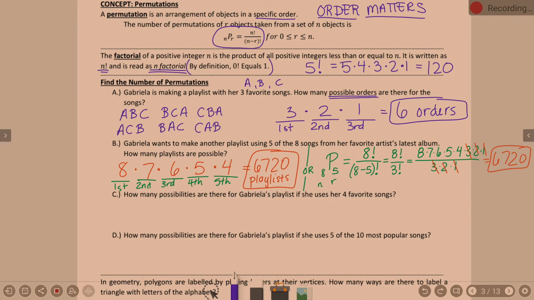How many possibilities are there for Gabriella's playlist if she uses her four favorite songs? Well, do you want to think about it with just blanks? How many songs is she picking? Four, so that means I have four blanks. Not that you have to label, but first, second, third, fourth. How many choices for the first song? Four. How many choices for the next song? Three. Next, two. One. What is four times three times two times one? 24. So in this case, she has 24 different playlists.